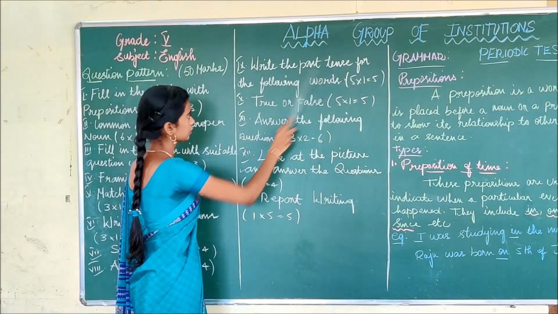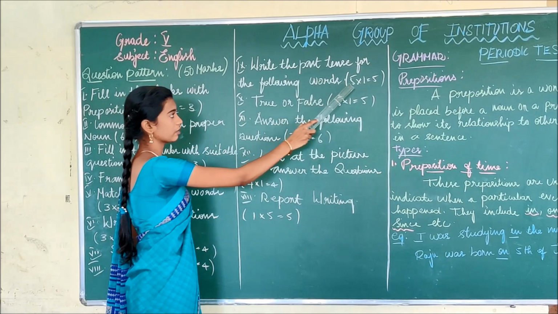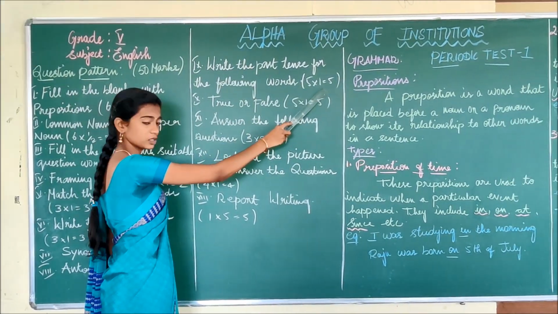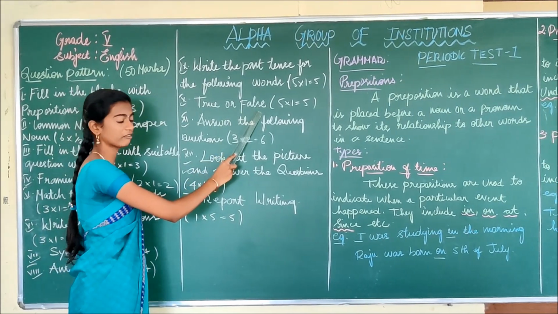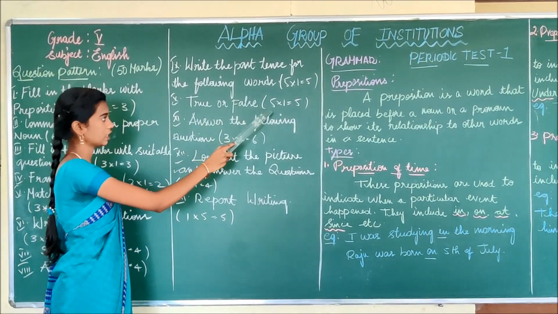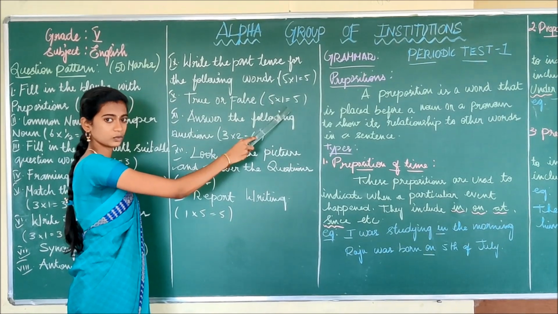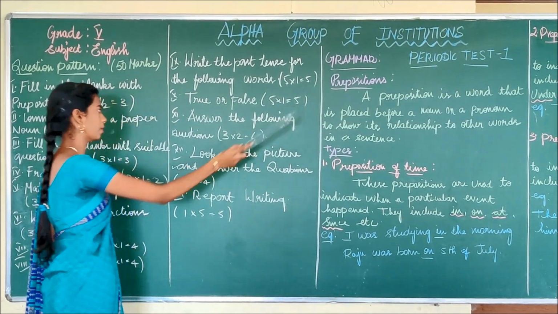Next, write the past tense for the following words. Okay, so there will be 5 questions. Each question carries 1 mark and totally 5 marks. Next one, true or false. You have to choose whether it is true or false. So there will be 5 questions. Each question carries 1 mark and totally 5 marks.